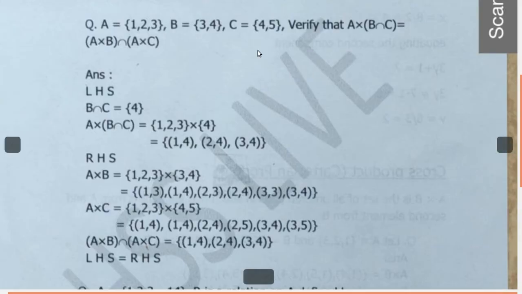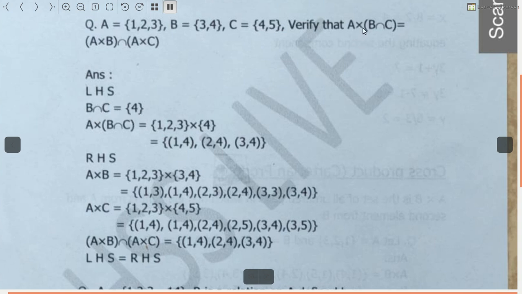Another question. A is equal to the set {1, 2, 3}, B is equal to the set {3, 4}, C is equal to the set {4, 5}. Verify that A cross (B intersection C) equals (A cross B) intersection (A cross C). For that, first we have to find B intersection C. B is this one, C is this one. B intersection C means what? They are common. That is the set {4}.